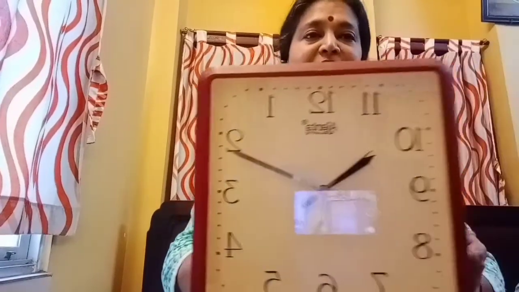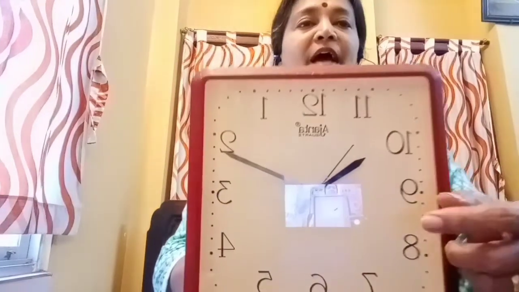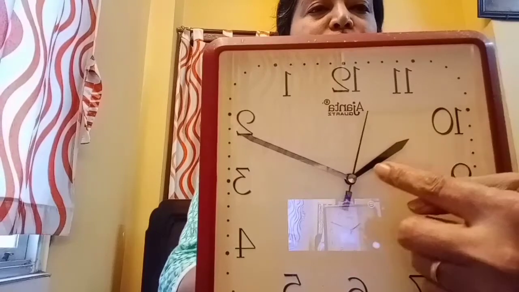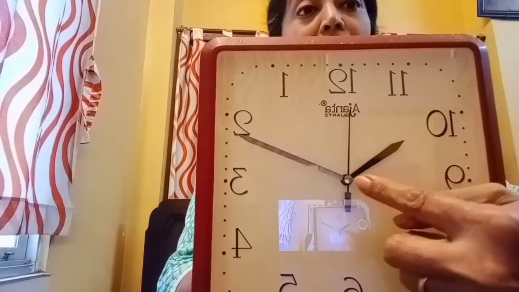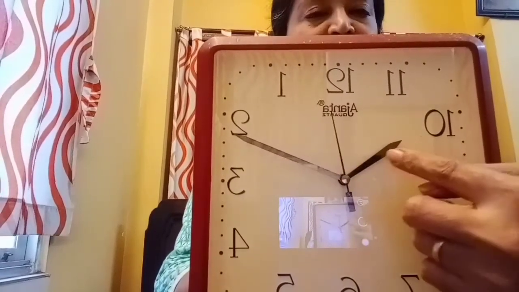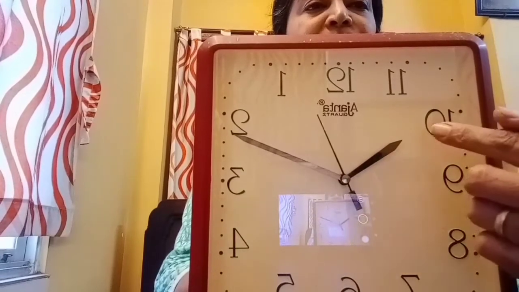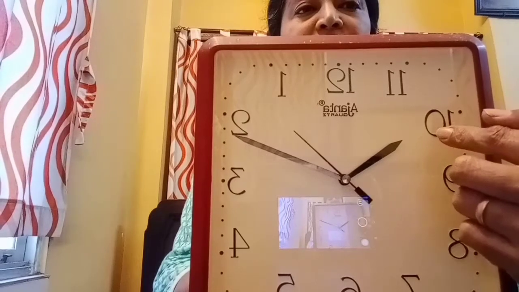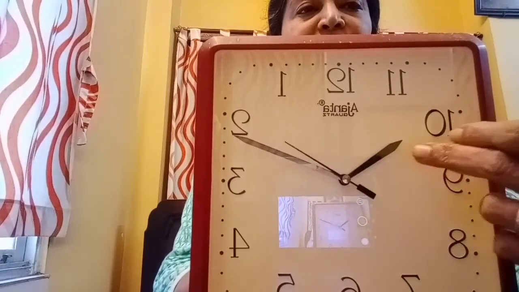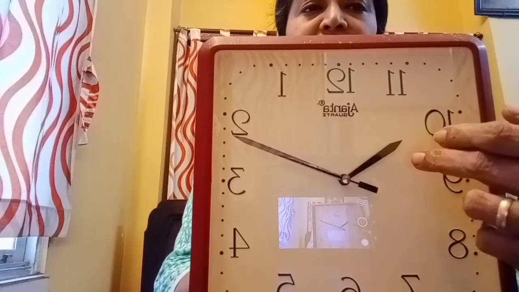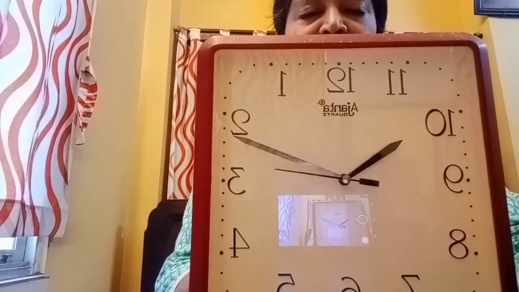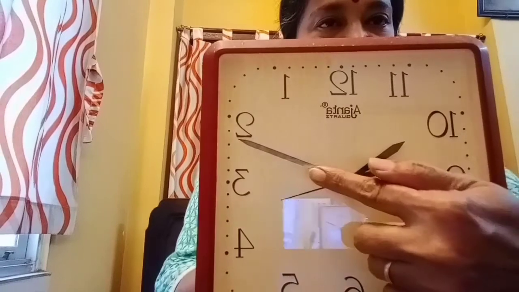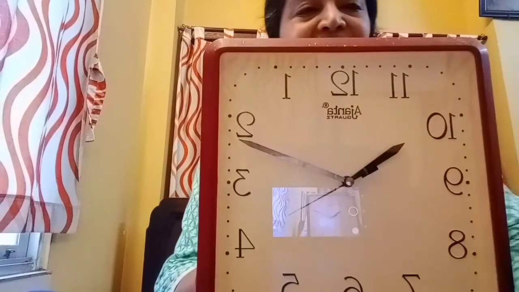Apart from this long hand, we have another one. This one. This is called the short hand or the hour hand. Whenever it moves from one digit to another digit, that means it covers 60 minutes. How it covers will be explained later on. Right now it is not needed. Right now your minute hand is much more needed.